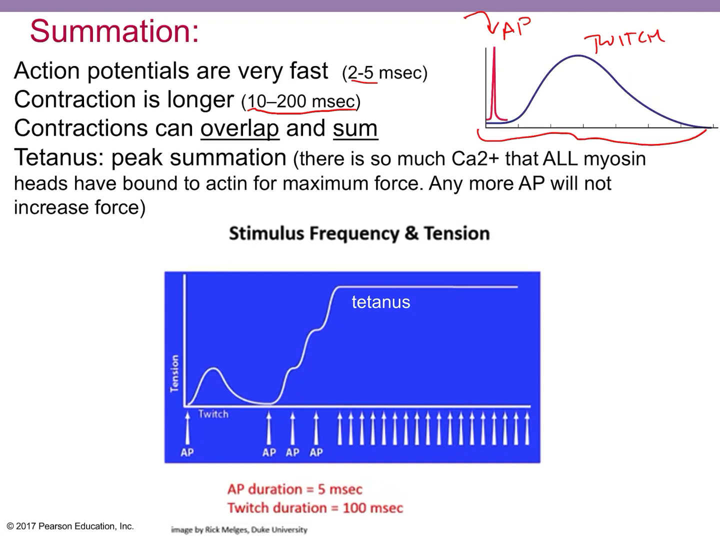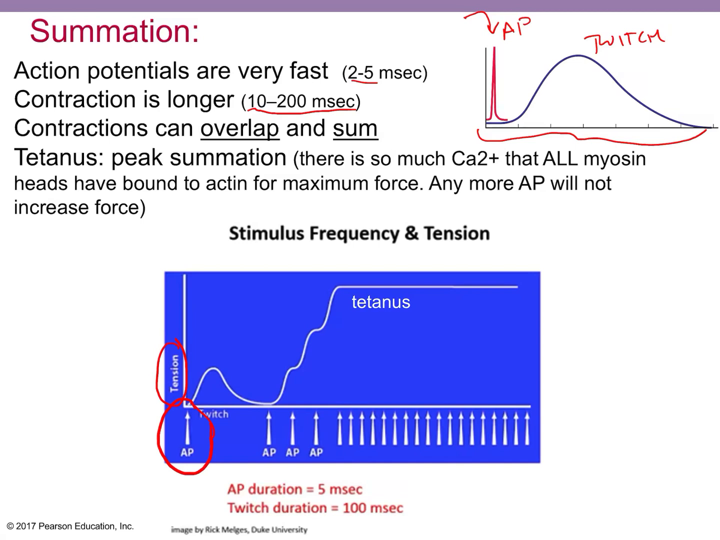You can see how the twitch takes a really long time. So how many action potentials can you throw in there while the muscle is doing its twitch? A lot, right? In this picture, we have our first action potential and our twitch. But if you send more action potentials, you can sum them up, so you can build up tension.